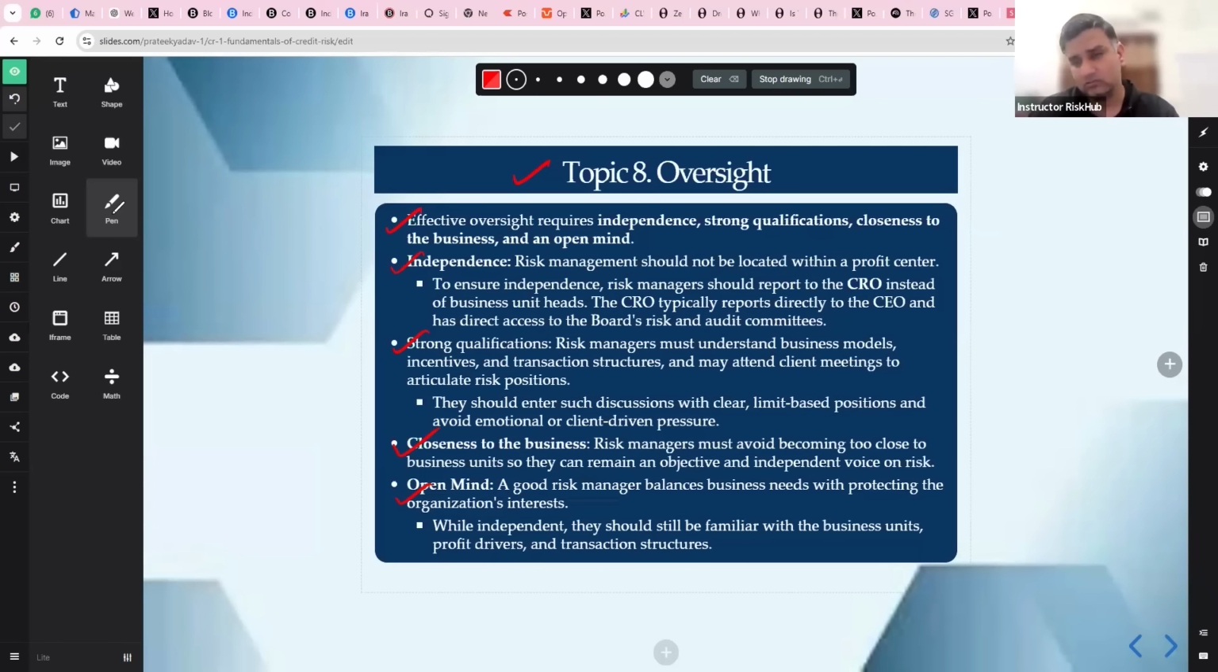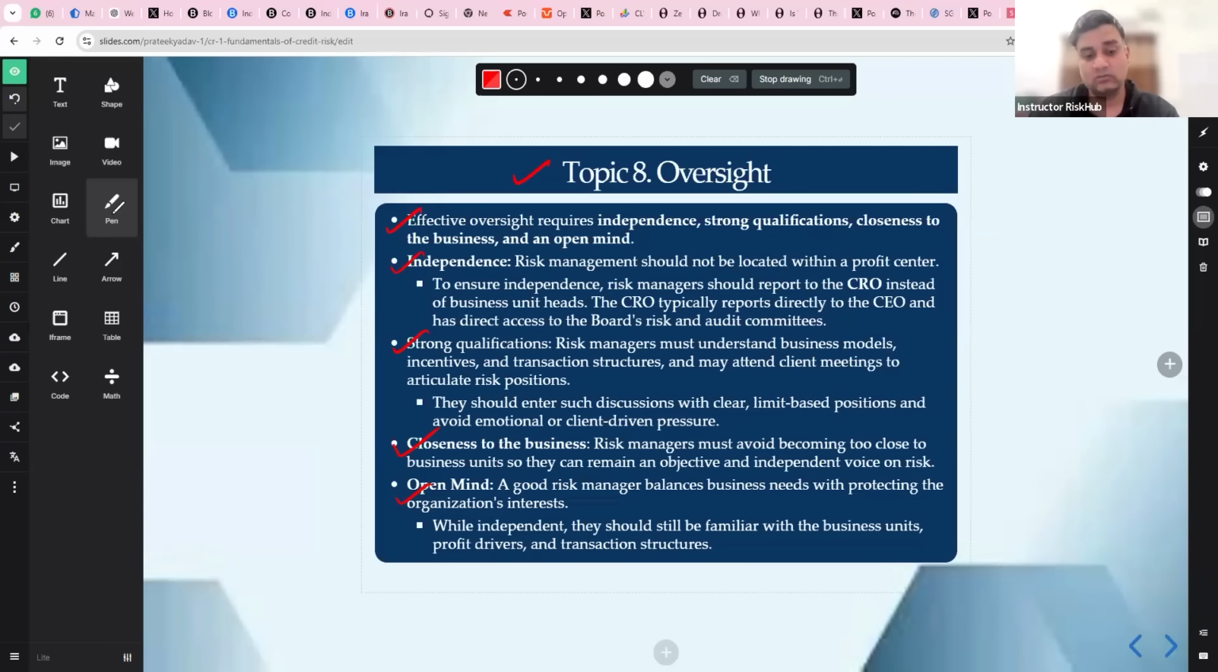Then you talk about strong qualification. The risk manager must understand your business model, your transaction structure, your incentives. They may attend your client meetings. Why? Because risk cannot operate blindly. They must challenge intelligently. This links to structured credit risk, counterparty credit risk, complex derivative exposure. A weakly qualified risk manager leads to a governance failure.